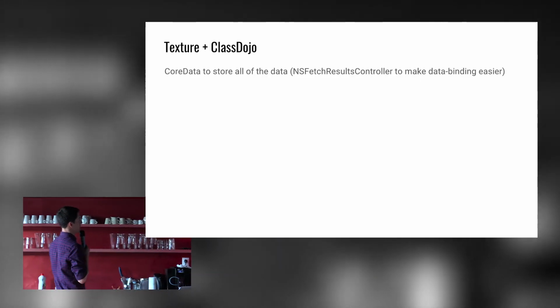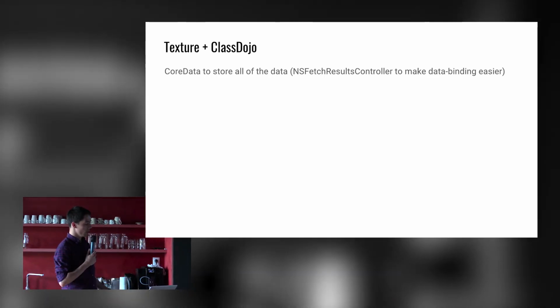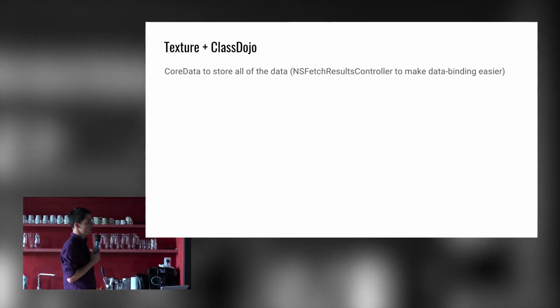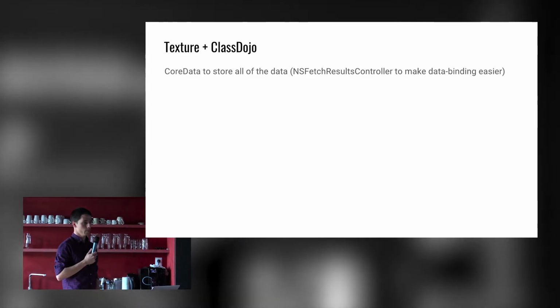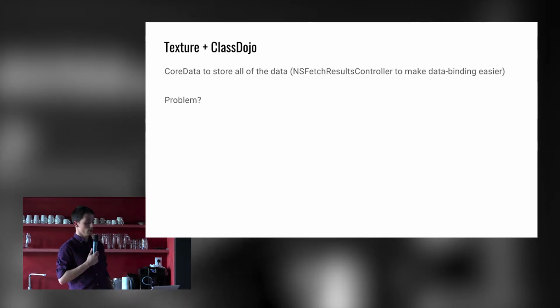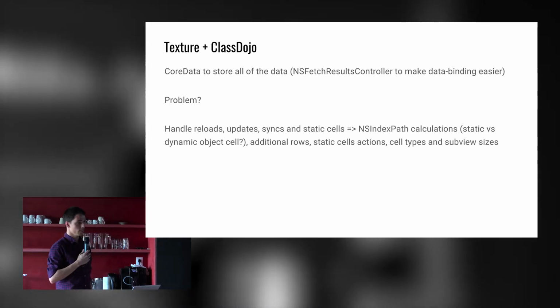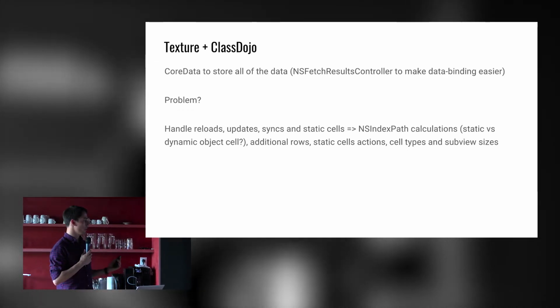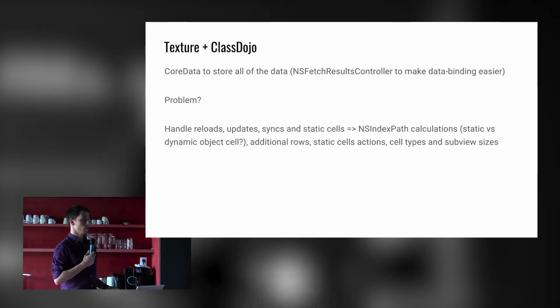So let's talk about the app in general. We use Core Data as the main data source to store everything, and we use a somehow improved NSFetchedResultsController to data bind this data. It's OK for most parts of the app, but not for the feeds. There can be a problem if you have to handle reloads and updates for a lot of managed objects that are different and have different layouts. It's hard to calculate their index paths if you need to combine them with static objects, not managed objects.